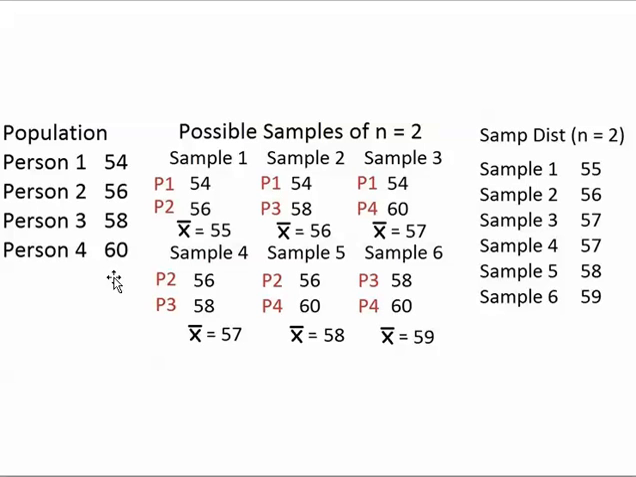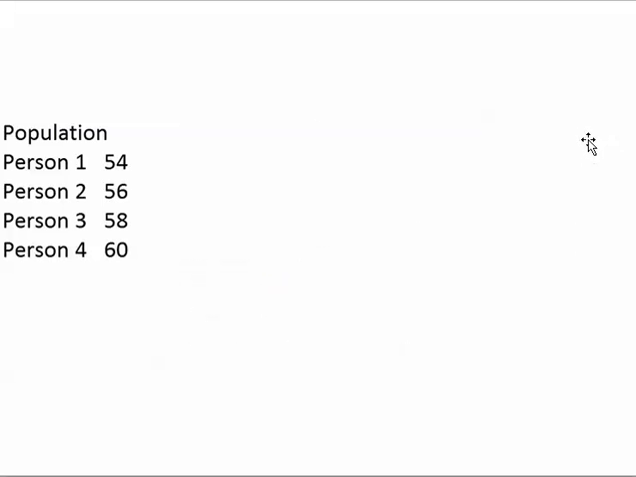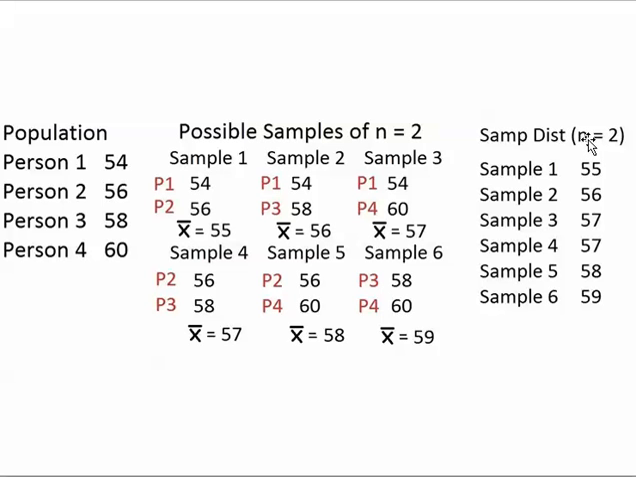So here's the sampling distribution for a sample size of 2. If I'm selecting a sample of 2 people from this population, there's 6 possible samples, and each one has its own sample mean. And these 6 sample means make up the sampling distribution for the sample size of 2. And the mean of the entire population, if we calculated it, would actually be 57. That's the mean of all 4 people. If I added these 4 numbers and divided by 4, I would get 57.